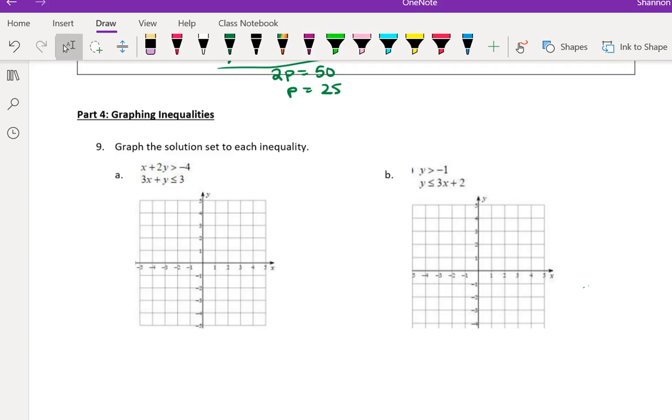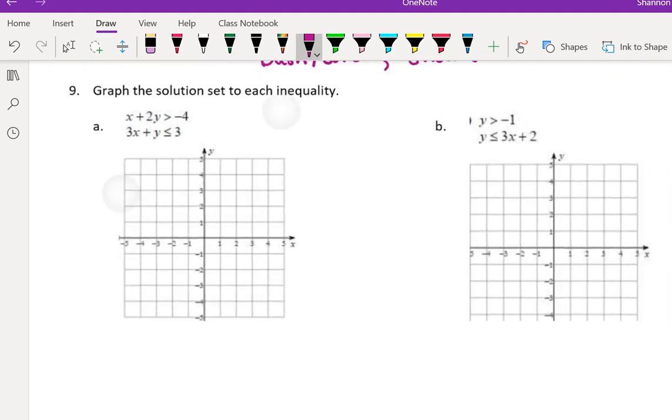All right, so for the graphing of inequalities, you need to remember that we need to draw in the line as dashed or solid, and then we also need to shade. Okay, that's the difference between inequalities and equations. So graph the solution set to each inequality.